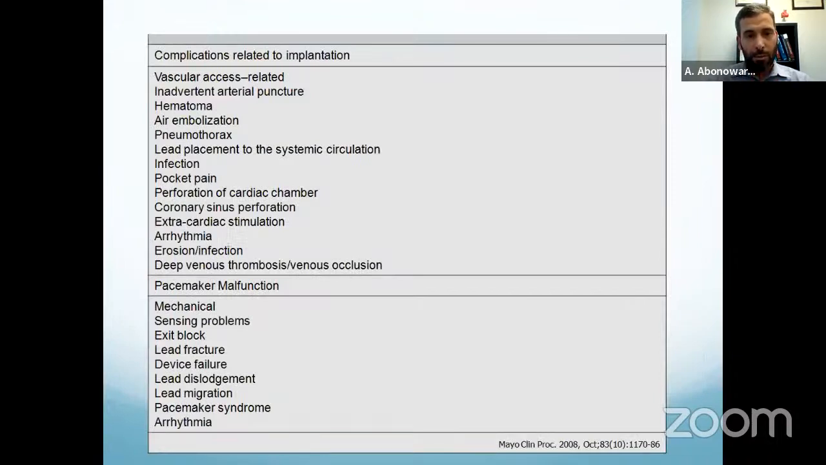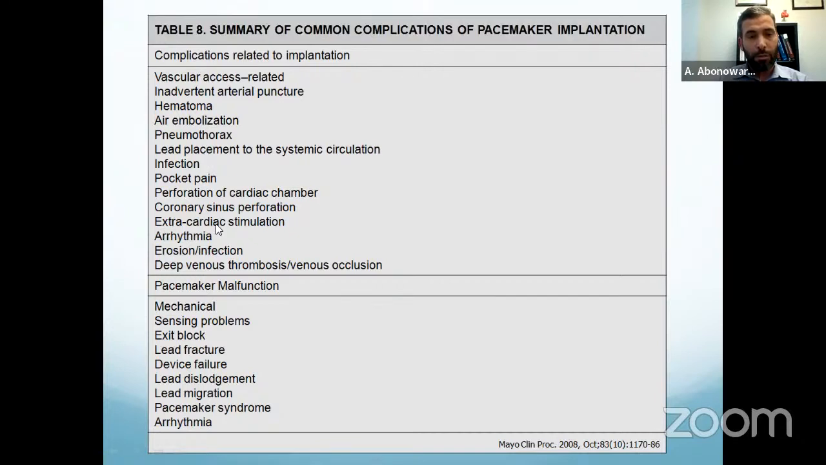The rate of complications can be anywhere, and the complications can be in any part of the access towards the system, from the site until the heart. For example, you have vascular access related problems. You have hematomas, air embolism, pneumothorax, lead placement issues, infection, pocket pain, perforation, coronary sinus perforation, arrhythmias, erosions, and also malfunction, like mechanical malfunction, sensing problems, device failure.